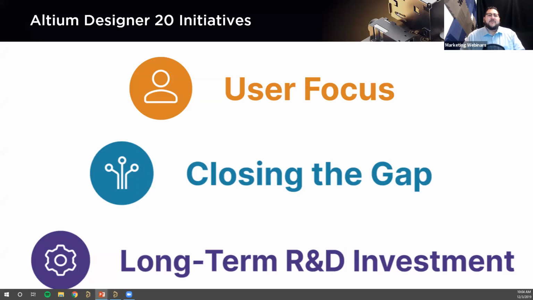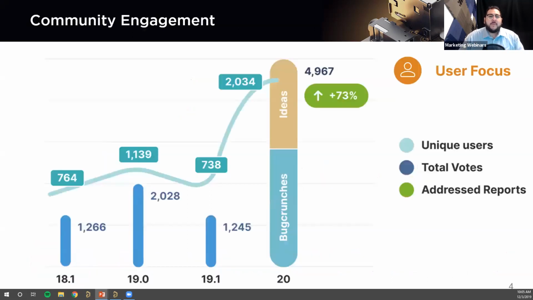So the 3 main initiatives that make Altium Designer very special. This is the culmination of 3 distinct initiatives: user focus, closing the gap, and long-term R&D investment. This is the first time that all 3 of these initiatives are coming together and intersecting, right? This is really, really special. We've been working on all of these things independently, but this is the first time that everything is working together at the same time. I'm seeing questions coming in already. Keep them coming.